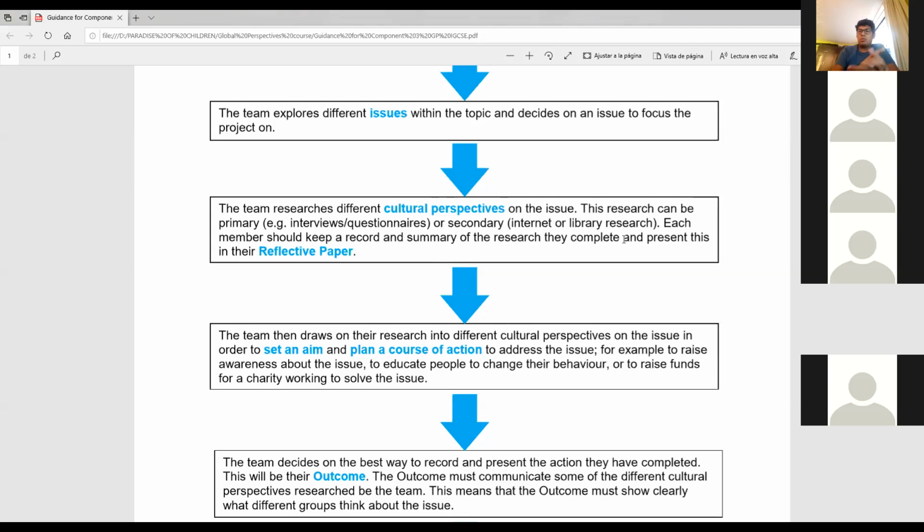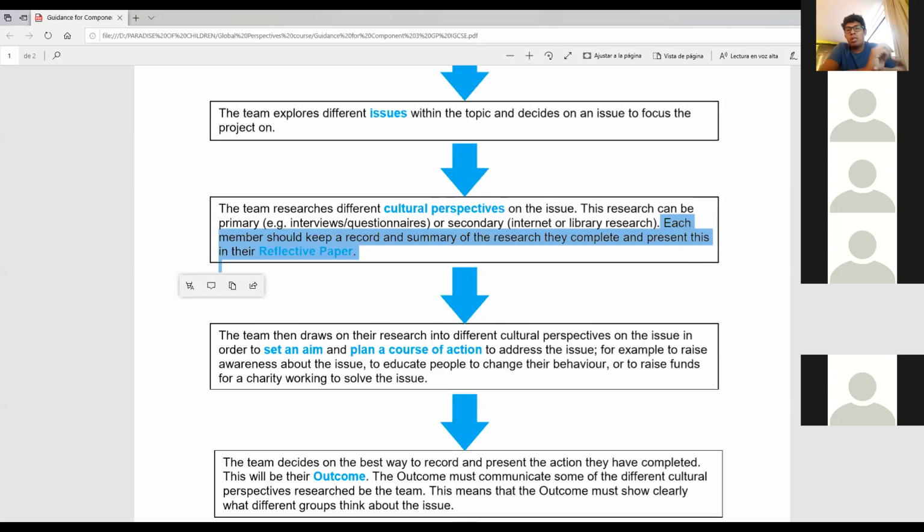research. Okay, so try to find information in books. If you don't have any books, just try the internet. There are a lot of journals, a lot of information nowadays. So everyone is going to get information regarding each of the issues that you are selecting. Okay? Yeah, this is also very important, this part. Each member of each group has to keep a record and summary of the research you're completing and present this in the reflective paper.